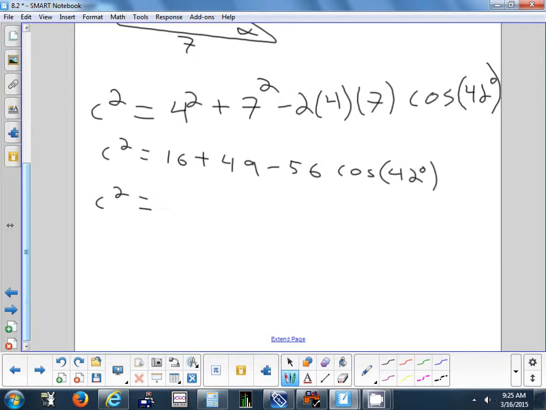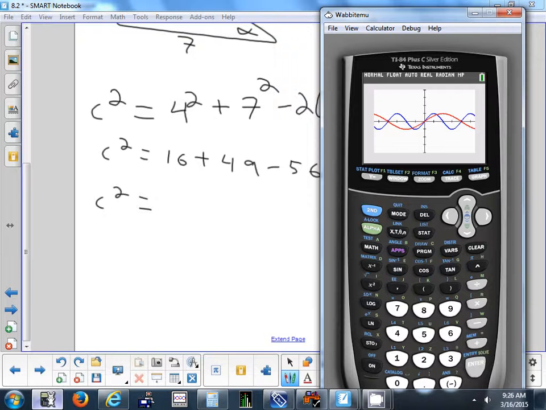Okay, from here I'm going to follow my PEMDAS, which is doing your multiplication always before we do addition and subtraction. We could add the 16 and 49 because that's not going to be affected, but what you wouldn't want to do is do 16 plus 49 and then take away 56, because the 56 is multiplied. So let's just handle that first so we don't make that mistake.